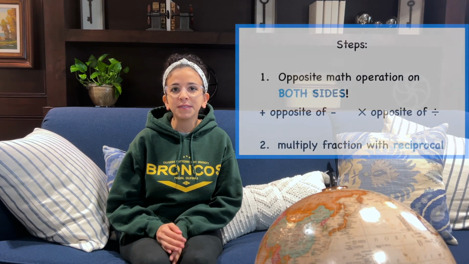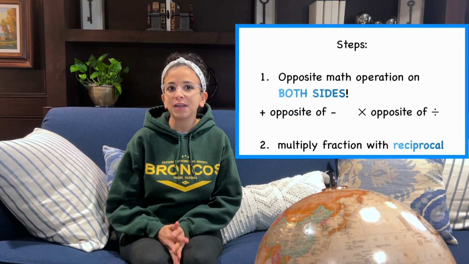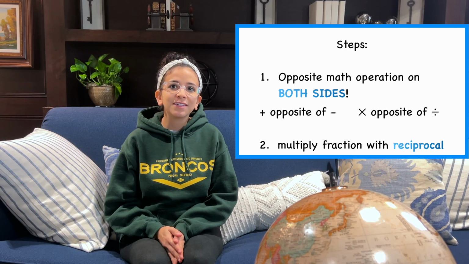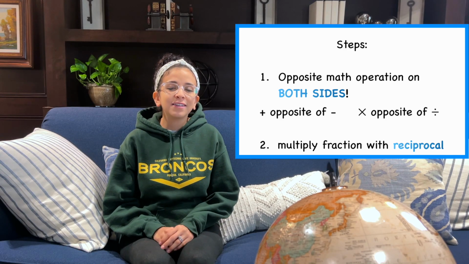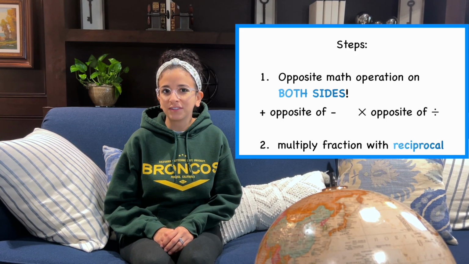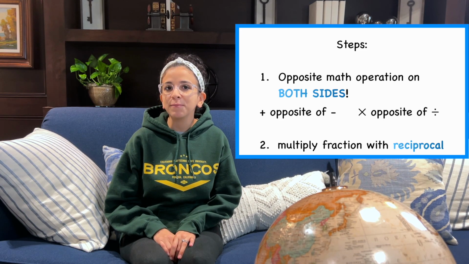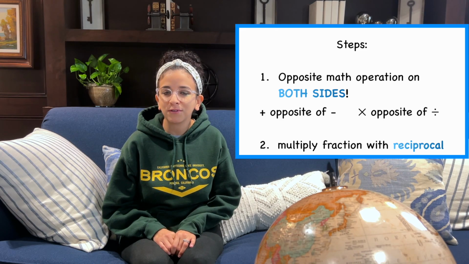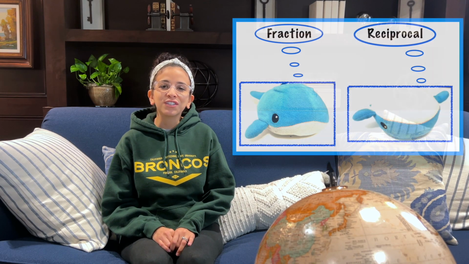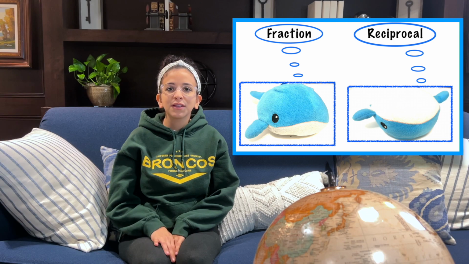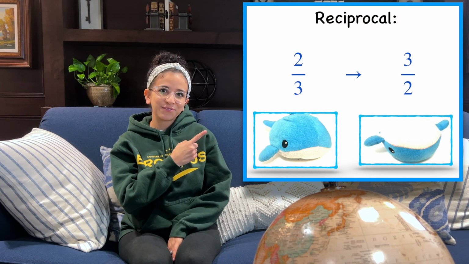So here are our steps. First, you want to do the opposite math operation on both sides. Subtraction is the opposite of addition, and division is the opposite of multiplication. If a fraction is multiplied to a variable, multiply both sides by the reciprocal. A reciprocal is just a fraction that's flipped on its head. So the reciprocal of 2 over 3 is 3 over 2.